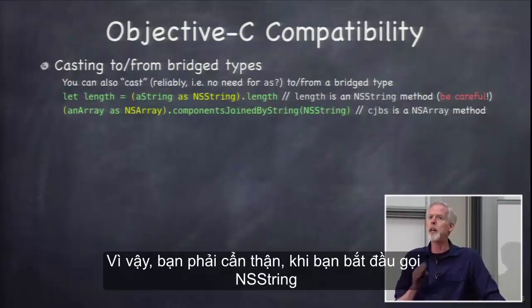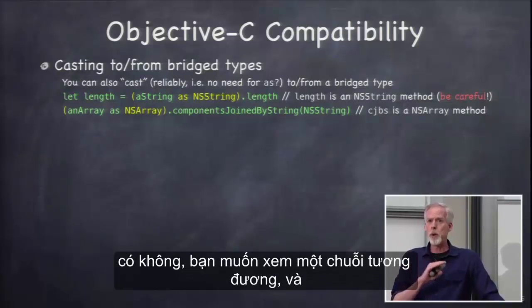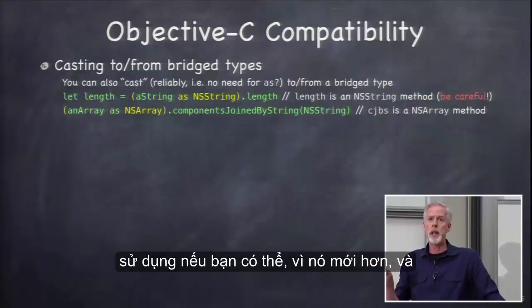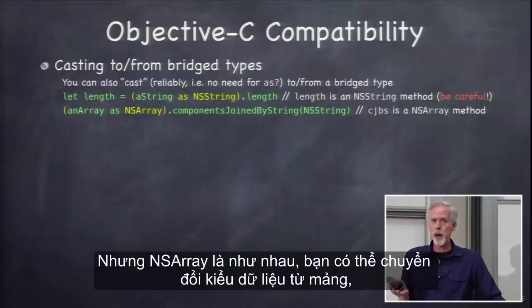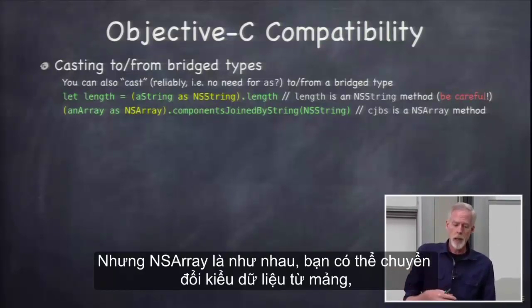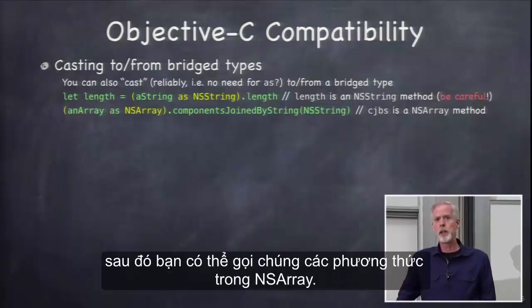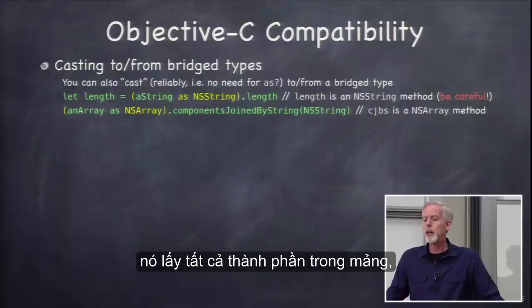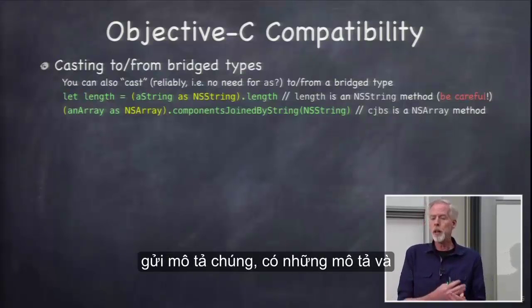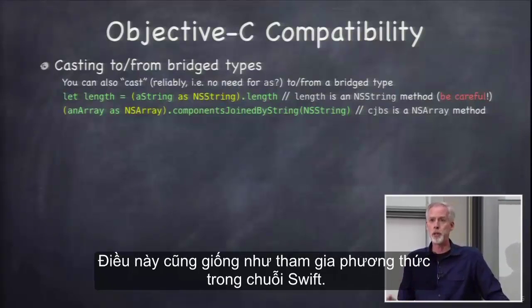So you have to be careful when you start calling NSString methods. You want to look for a String equivalent and use that if you can, because it's newer and it does things a little more accurately. But NSArray is the same thing. You can cast from an array that you have in Swift to an NSArray, and then you can call methods in NSArray, like componentsJoinedByString, which is kind of cool. It takes all the components in the array, sends them description, takes those descriptions and joins them by the string you pass as an argument. This is the same as the join method in Swift's String.